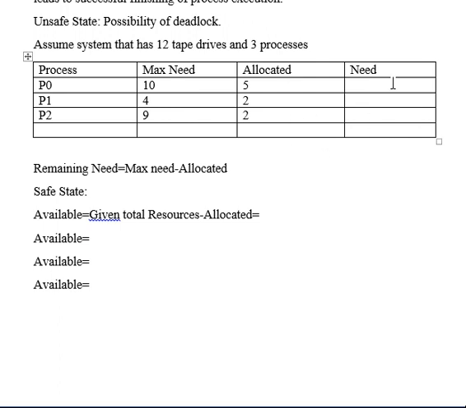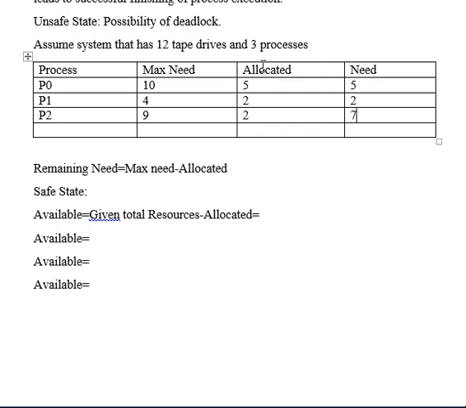The first thing you need to do is check the remaining need for each process. For process 0, the max need is 10 and allocated is 5, so 10 minus 5 will be your remaining need. I've written the formula here in case you forget: max need minus allocated gives you 5. Next, 4 minus 2 gives you 2, and 9 minus 2 gives you 7. So the need for P2 is 7.